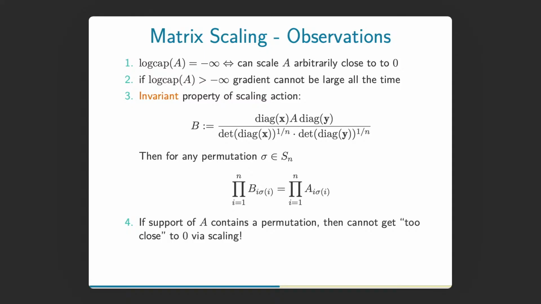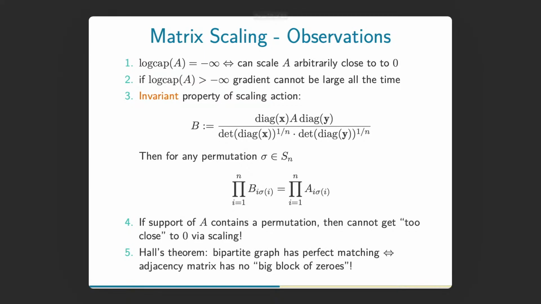And now, if you remember Hall's theorem, we can think of the support of A as a bipartite graph. So I can just say here, for example, let's look at our favorite example, the matrix of all 1s.